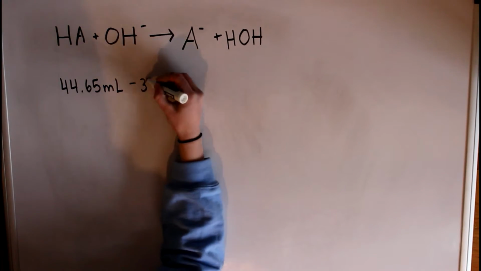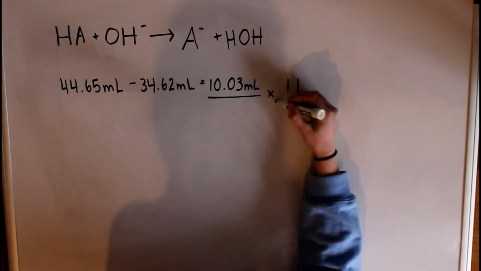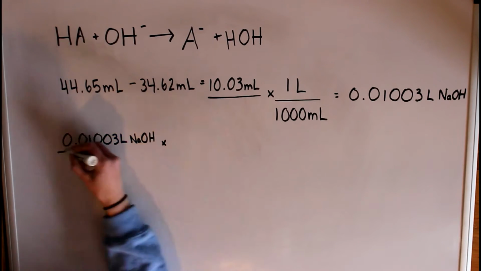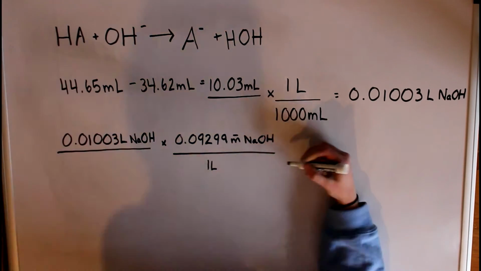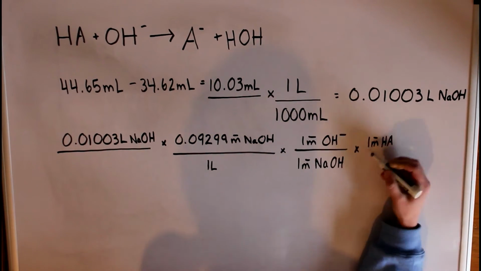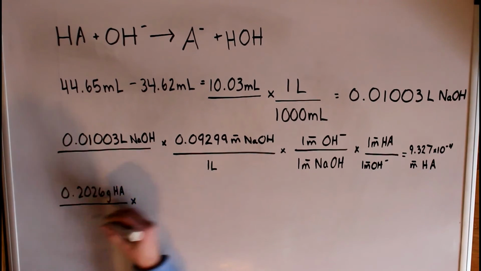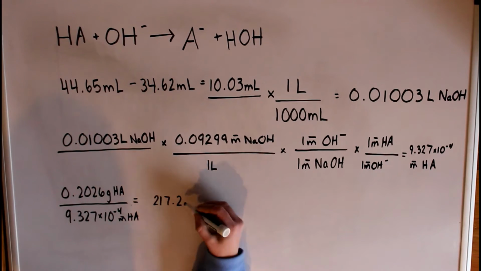First, we subtract the final volume of NaOH from the initial volume of NaOH to find the NaOH needed to titrate the solution, and then convert it from milliliters to liters. We then convert liters of NaOH to moles of NaOH, then moles of OH minus and moles of HA. Finally, we put the mass of HA over moles of HA and get the molar mass of HA, which determines its identity.